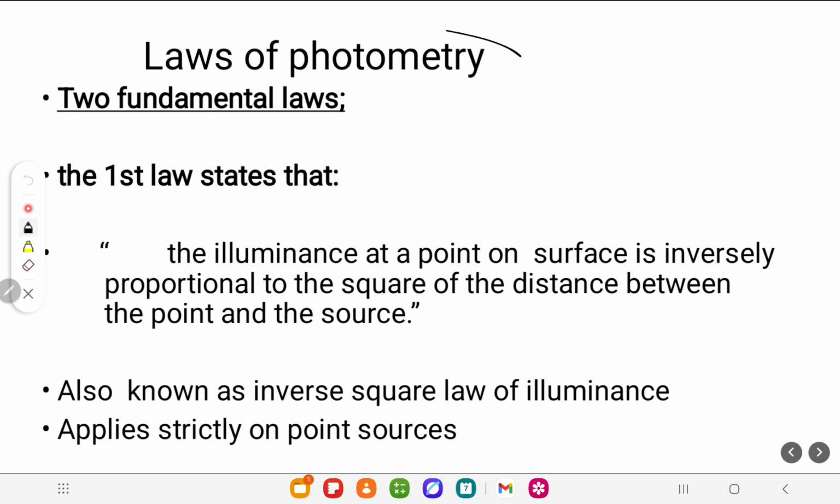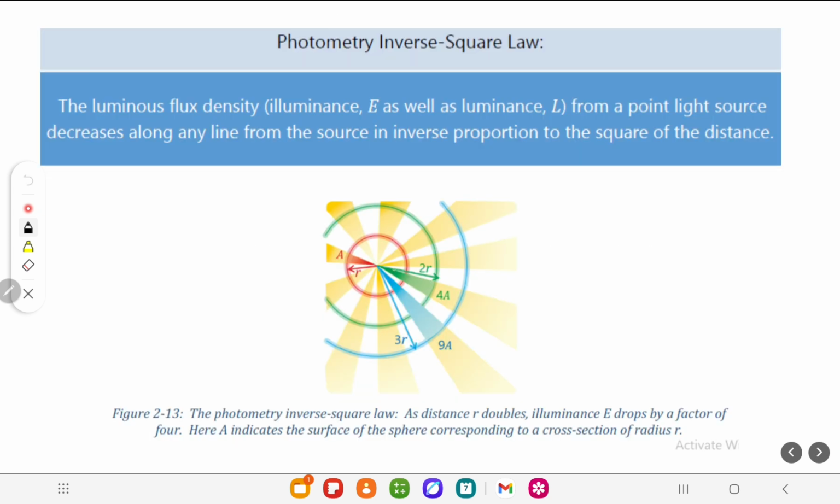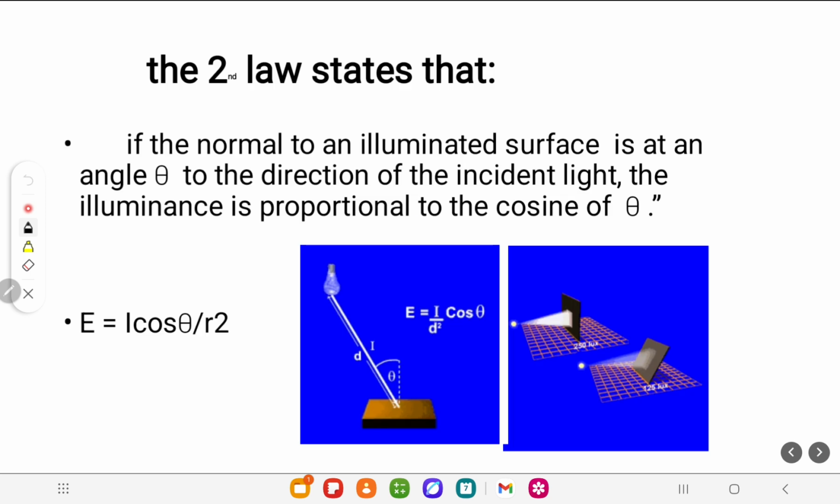Law of photometry: we have two fundamental laws. The first law is that illuminance at a point on a surface is inversely proportional to the square of the distance. That's why we call it the inverse square law, isn't it? It's very simple. As you move from r to 2r, 3r and 4r, as distance grows, illumination decreases inversely. I know we have already discussed this in class 12.